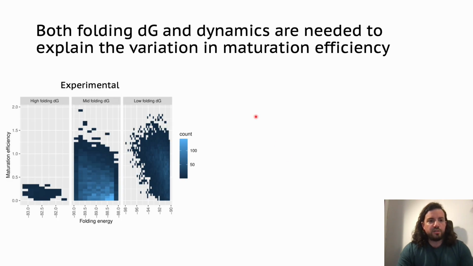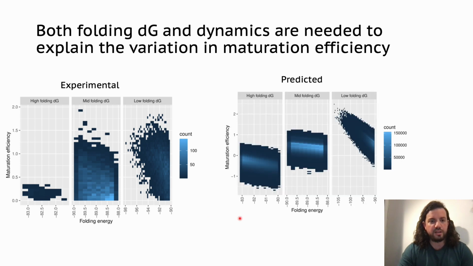And another important thing is that both the folding delta G and the dynamical signature are needed to explain the whole variation in maturation efficiency. So for example, here you have the same binning, and then you have the maturation efficiency as a function of folding energy. So this is the experimental data, so we can see a trend, but at the same time, the highest maturation efficiency was measured for a folding energy that is not that low. And it's this point here. So, and we can see that there is high variability in the data.